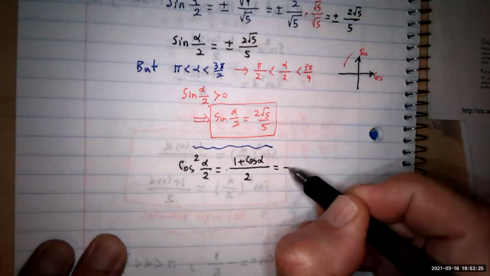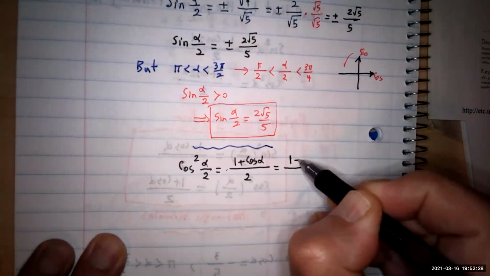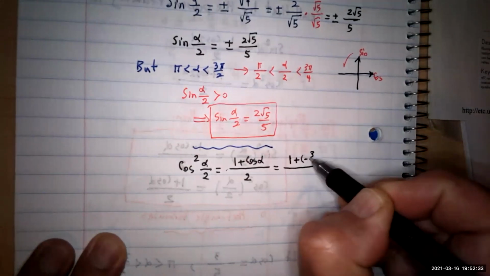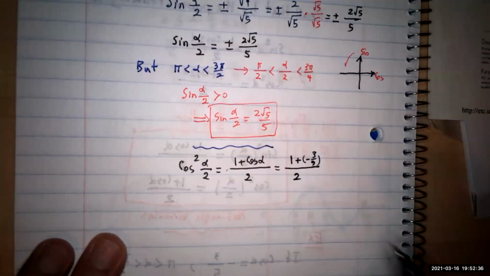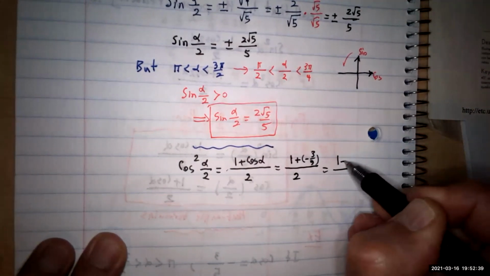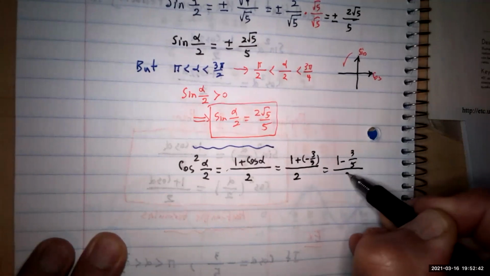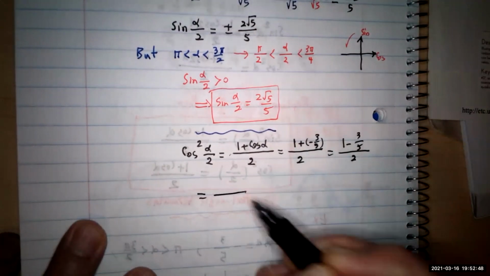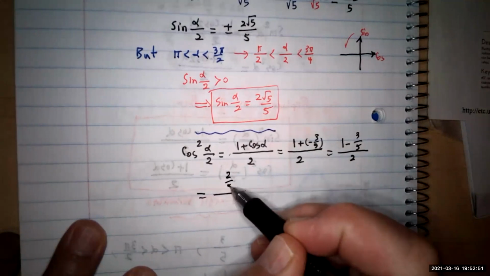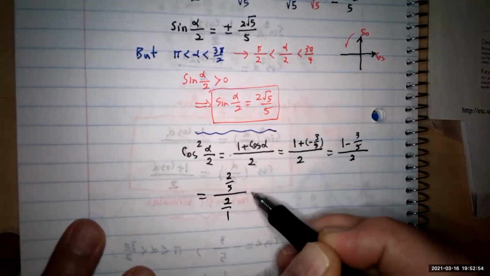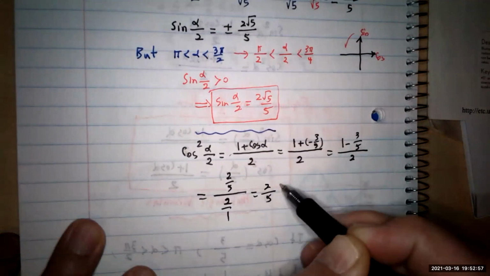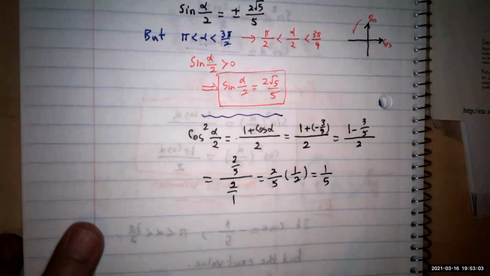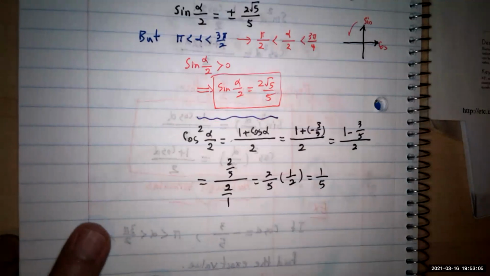So it's going to be equal to 1 plus the cosine of alpha. Remember the cosine of alpha was negative 3/5, divided by 2. So it's going to be 1 minus 3/5, divided by 2. That is 5 minus 3, which gives you 2, so on the top we get 2/5. 2/5 is going to be 2/5 over 2, so it's 2/5 times 1/2. You simplify, and that gives you 1/5 this time.